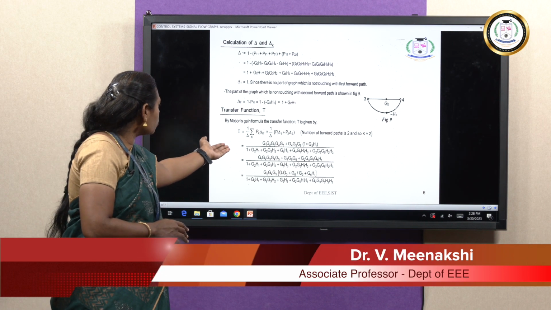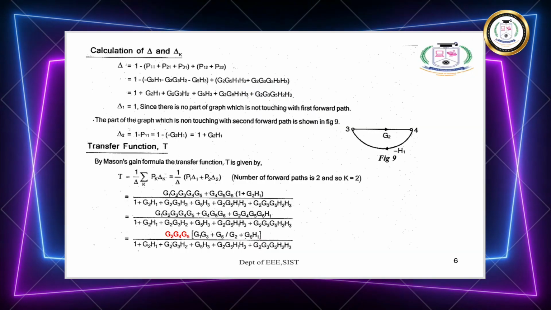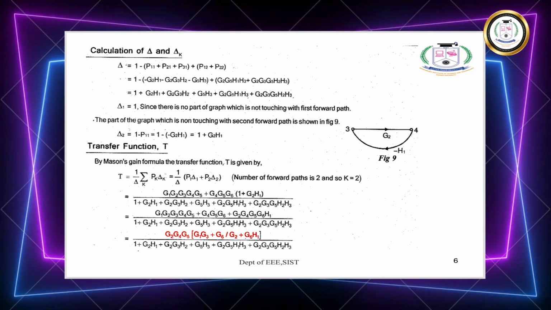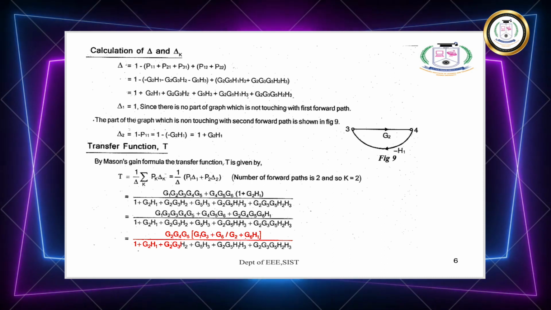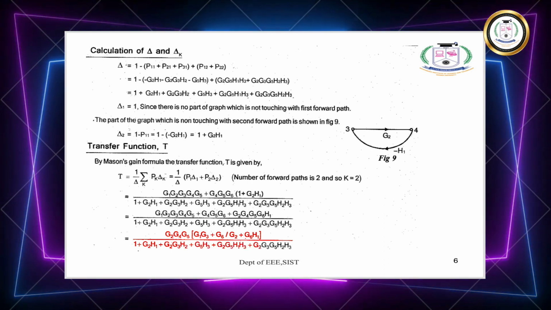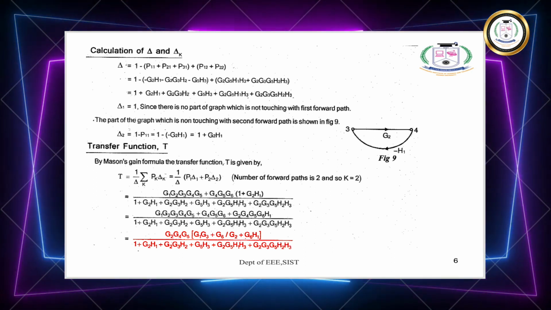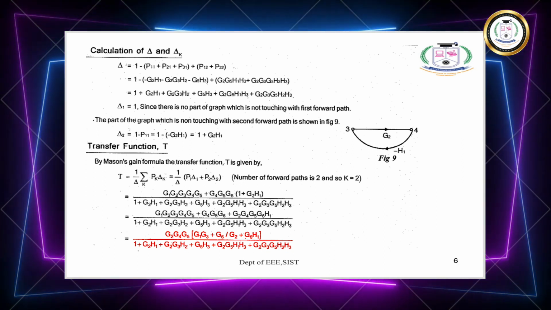Substitute all the values, and we get our transfer function as G2 G4 G5 into G1 G3 plus G6 by G2 plus G6 H1, divided by 1 plus G2H1 plus G2G3H2 plus G5H3 plus G2G5H1H3 plus G2G3G5H2H3. By directly substituting in the formula, we get this transfer function for this signal flow graph. Thank you.